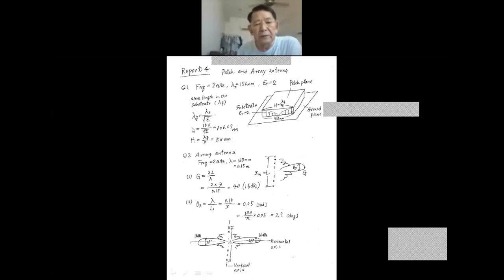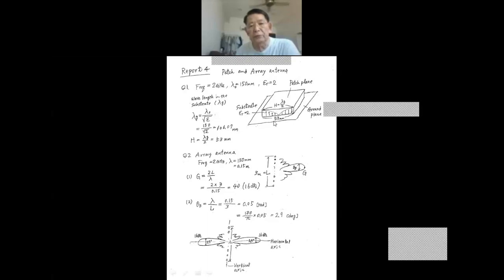So by using this wavelength in the substrate, the antenna size is determined. This is resonance, so this length is half the wavelength. Divided by 2, it becomes 53 millimeter. The size of the patch is 53 millimeter in the case of operating at 2 gigahertz and epsilon equal to.